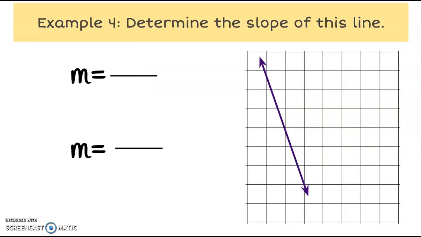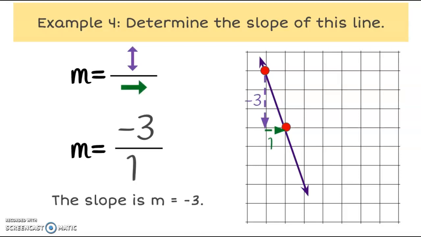Let's look at one more negative slope line. We will start with our points again, and starting on the left, we are counting down -3. Then we count right 1. So the slope is m equals -3. We do not have to write the 1 on the bottom because -3 divided by 1 is just -3.